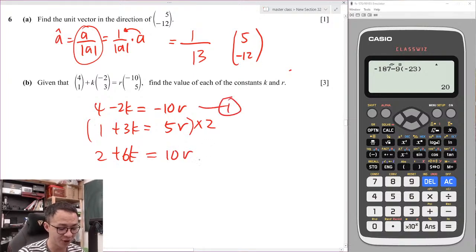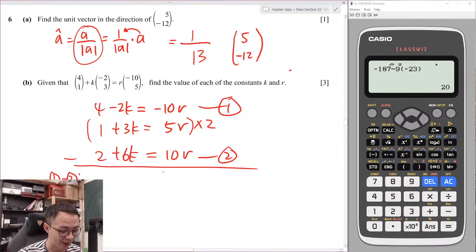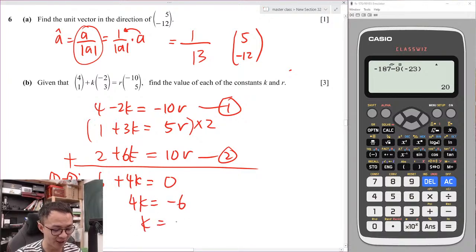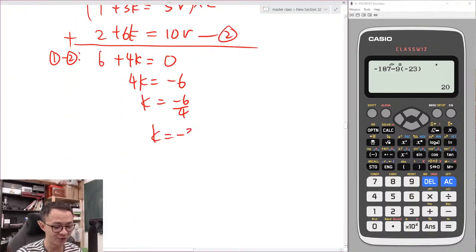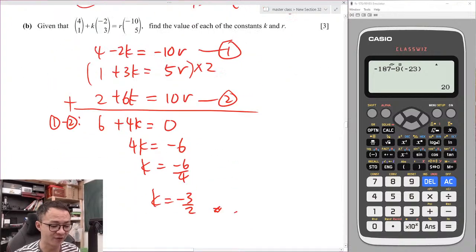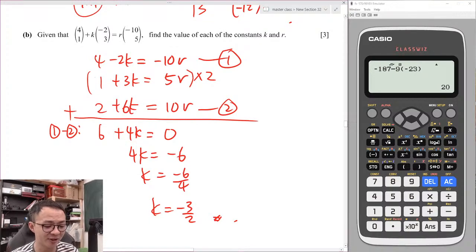Then this is the first equation, this is the second equation. Then I will use the first equation minus second equation. Oh no, cannot minus, must be plus them because this is negative 10, positive 10. So I plus them, so I have 6 plus 4k equals 0. 4k equals negative 6, k equals negative 6 over 4, which is k equals negative 3 over 2. Quite straightforward, basically just simultaneous equations. Nothing very hard here.